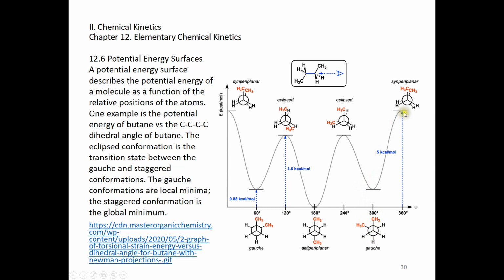Finally, we get back to 0 degrees or 360 degrees. So you can see there's a repulsion between these two methyl groups. There's a smaller repulsion between these two hydrogen atoms and between these two hydrogen atoms. This is called syn-periplanar versus this anti-periplanar. And also we have gauche conformation with lower energy and eclipsed conformation with higher energy. So this is the potential energy surface of butane with the dihedral angle of carbon 1, 2, 3, 4 as the horizontal axis.